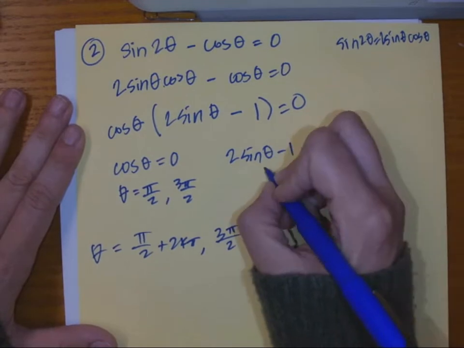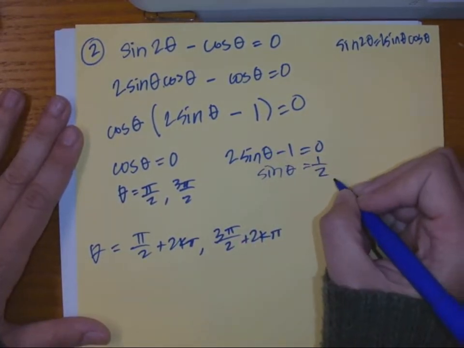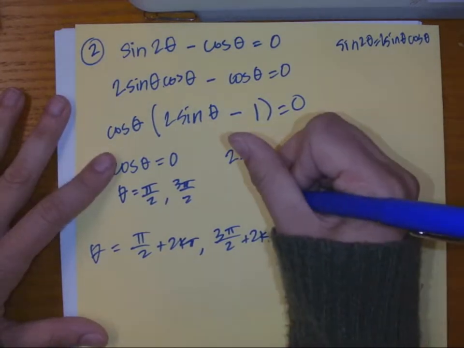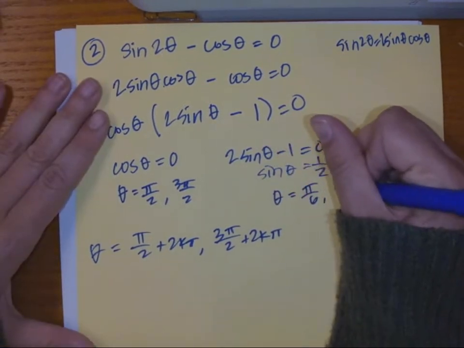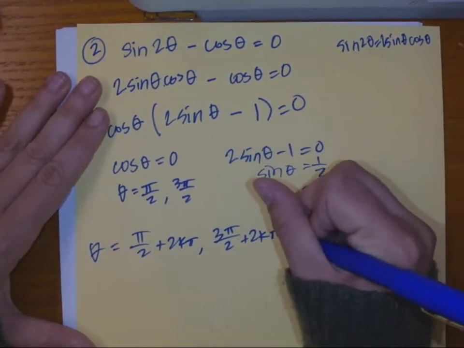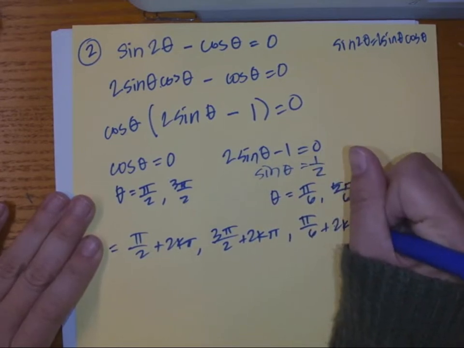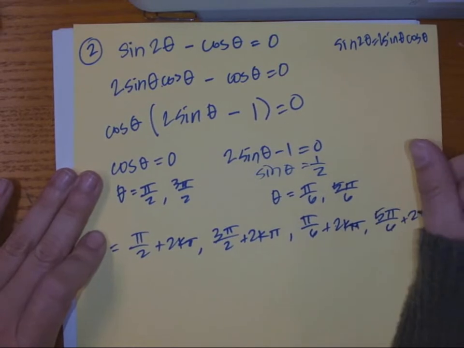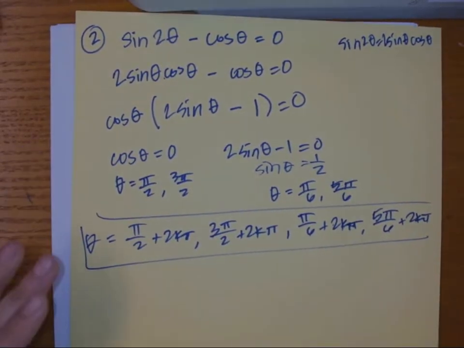This one, add 1, divide by 2, I get sine of theta equals 1/2. I've answered this one multiple times. Didn't we just do it on the last problem also? It's pi over 6 and 5 pi over 6. So it's pi over 6 plus 2k pi, 5 pi over 6 plus 2k pi. And all of those are your solutions.